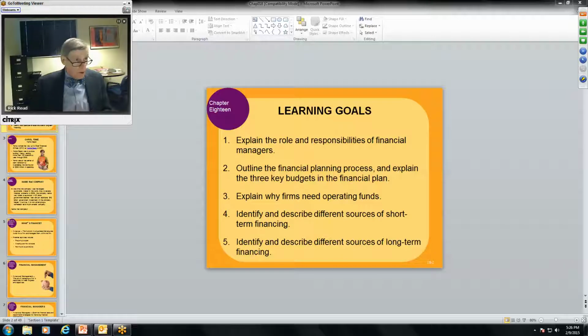Our learning goals for this chapter are to explain the role and responsibilities of financial managers, outline the financial planning process, and explain the three key budgets in the financial plan. Now, these budgets, we're not talking about cash flow, income statement, and things of that nature. We're talking now about budgets. Not that we've forgotten those, but we now have other issues to think about. Explain why firms need operating funds, identify and describe different sources of short-term financing, and then identify and describe different sources of long-term financing.